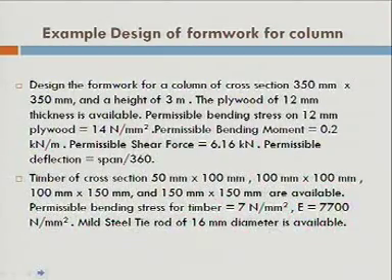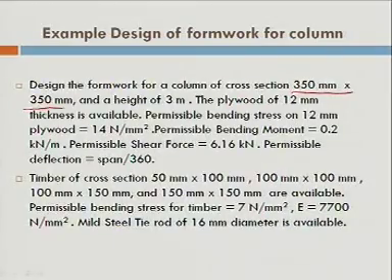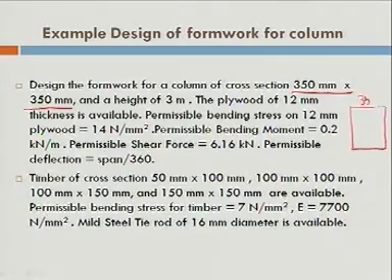Using these concepts, we try to design a typical column formwork. You can note down the data. We are supposed to design the formwork for a column of cross section 350 millimeter by 350 millimeter. So, the size of the column is 350 by 350. This dimension is 350, this dimension is also 350 millimeter.